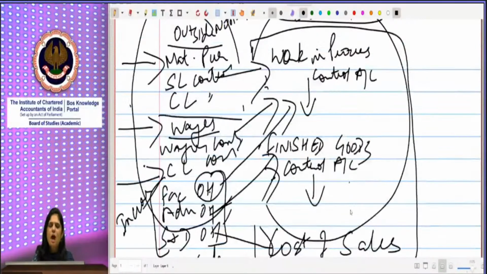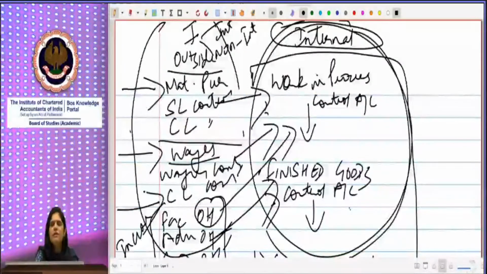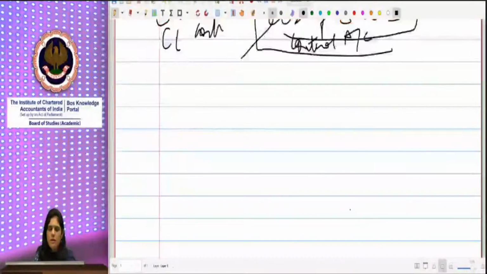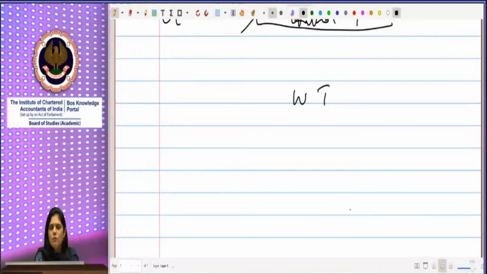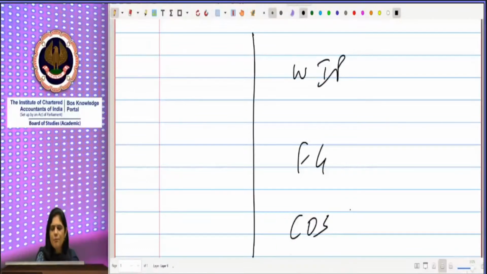So this is how integrated and non-integrated systems work. The first part, whatever comes from outside, will be different for integrated or non-integrated. The internal setup in a cost accounting system, once it enters the system, has no change. Clear? So WIP, finished goods and cost of sales. This is the internal system, the production part.